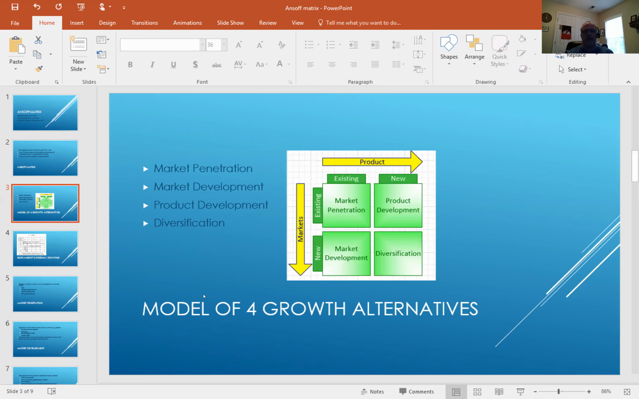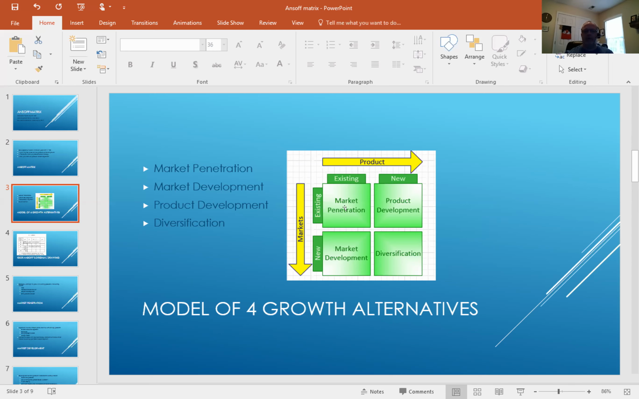So to start off with, the model has 4 categories: market penetration, market development, product development, or diversification. I drew a very simple little diagram to lay these out. Along your product axis, you move from existing products to new products, and along the market axis, from existing markets to new markets. As you can see with the layout, any combination of these will land you in one of these different categories. We're going to talk about each of those categories as we move through.